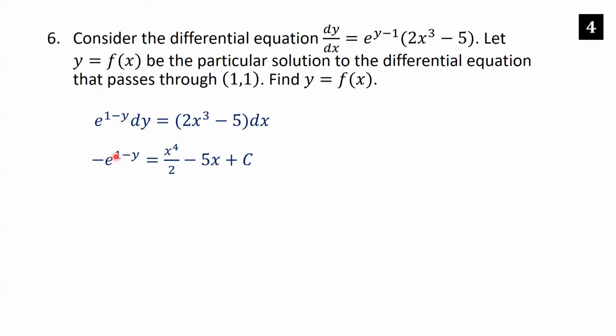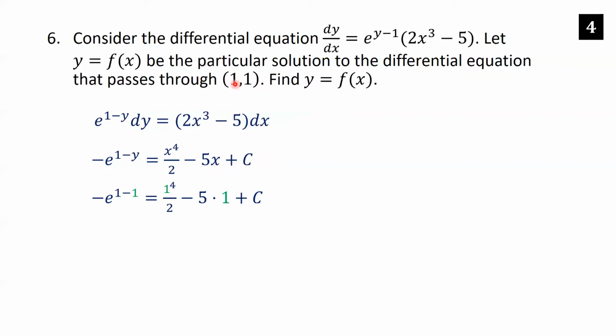So we get negative e to the 1 minus y. This is just a power rule, 2x to the 4th over 4, which reduces to x to the 4th over 2. The antiderivative of negative 5 is negative 5x, and don't forget to add your arbitrary constant. Okay, we're now going to use the point to figure out what c is.